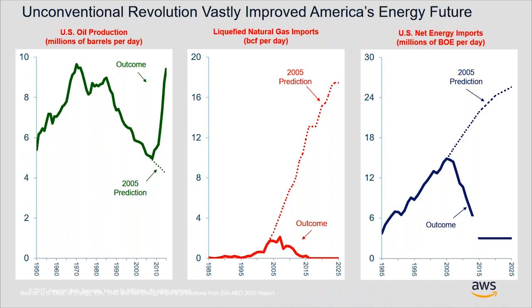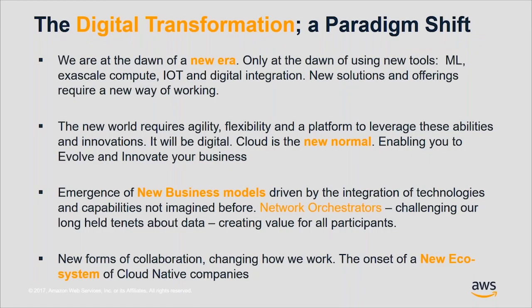If you look at all these projections, 2005's prediction versus actual outcomes, this is just a data point and a snapshot from the US, but we see this from all over the world. And if you look at this, it's pretty clear that there's a pattern in this technology and that volatility and change are here and will continue to be here.